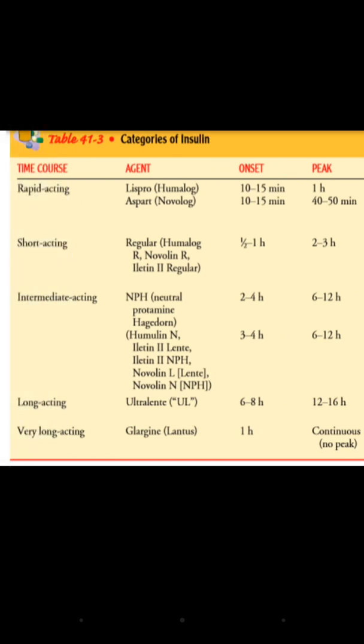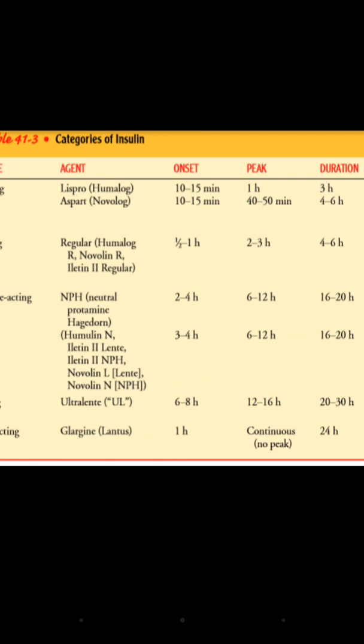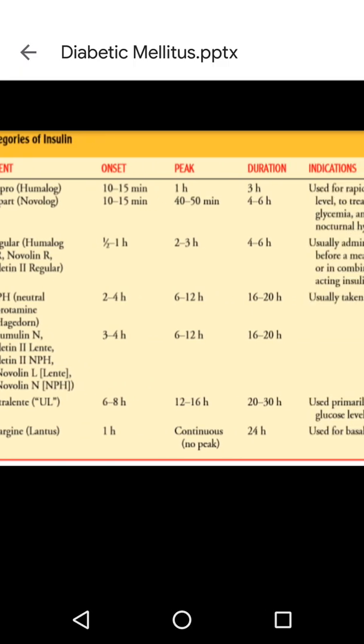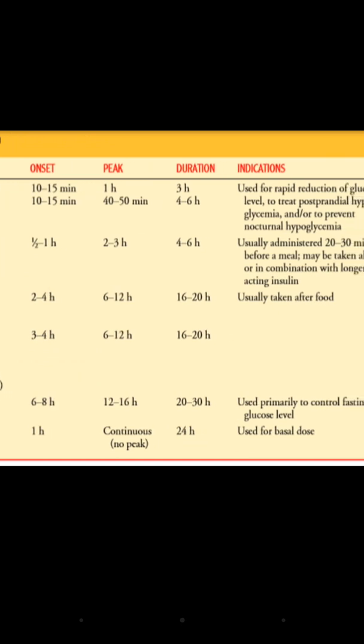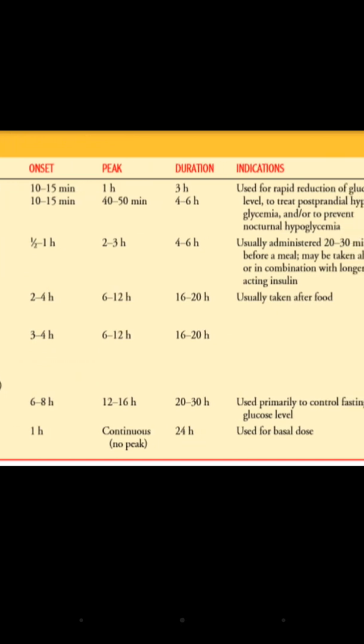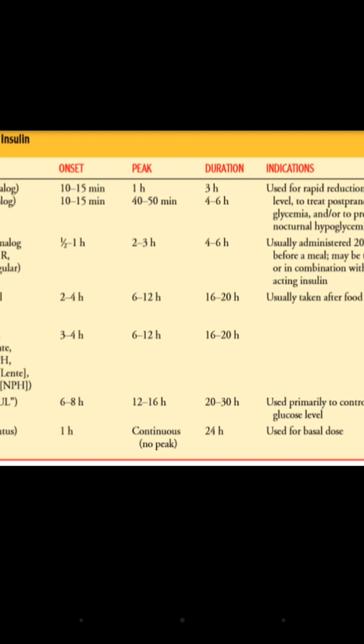And then very long acting, it is Lantus. The onset is 1 hour. It has no peak, and for 24 hours it is active. As an indication, it is used for the basal dose. Basically we have two types of insulin in the body. First one is basal insulin and second is bolus insulin. For the 24 hours a day, some amount of insulin is released into the circulation so that our blood sugar level is maintained normally. But when you ingest food, at that time the insulin is increased, so that is called bolus insulin. So this very long acting insulin is used for the basal dose.